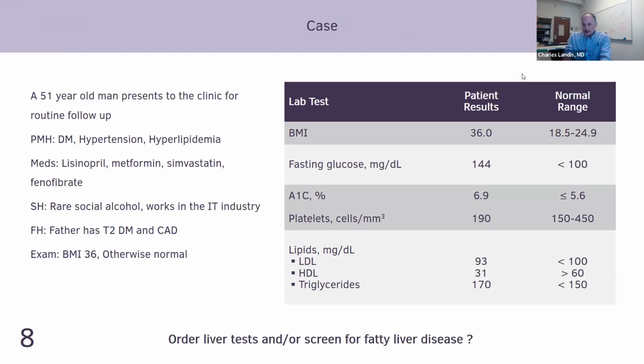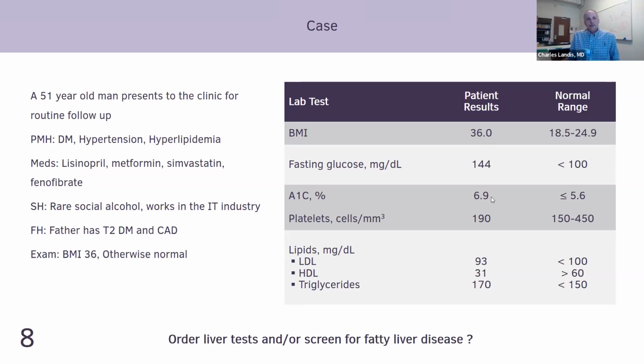Well, I'm going to start with a case just to weave in the presentation. So this is a 51-year-old man who presents to clinic for routine follow-up. He has a history of diabetes, hypertension, and hyperlipidemia. He's currently taking lisinopril, metformin, simvastatin, and fenofibrate for management of his metabolic syndrome. He rarely drinks social alcohol. He works in the IT industry. That's, of course, relevant because it means he's relatively sedentary during the day. He has a family history of type 2 diabetes and coronary heart disease. His body mass index is 36, but he has an otherwise benign physical exam.